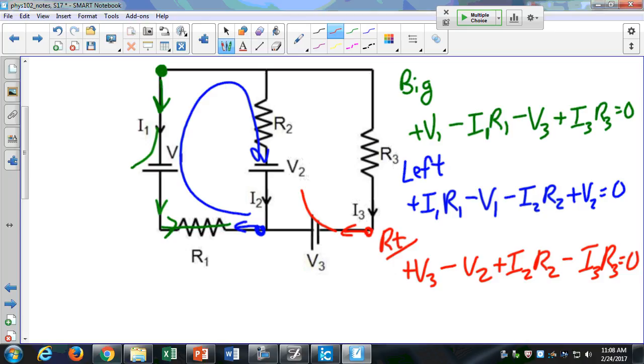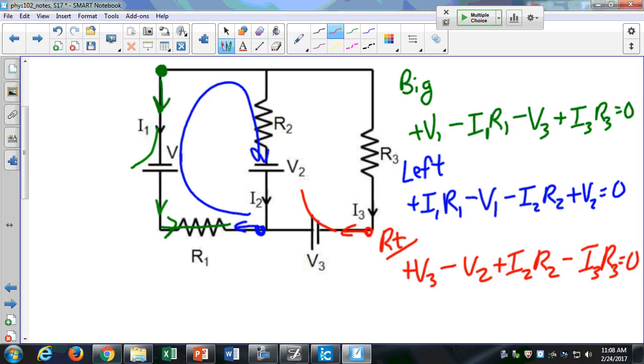Make sure that you're neat about it, that you keep everything sort of organized. And be careful too with the direction that you're choosing. It doesn't matter which direction you choose, but you have to be consistent with the direction that you choose for the current and the direction that you choose as you travel through the circuit.